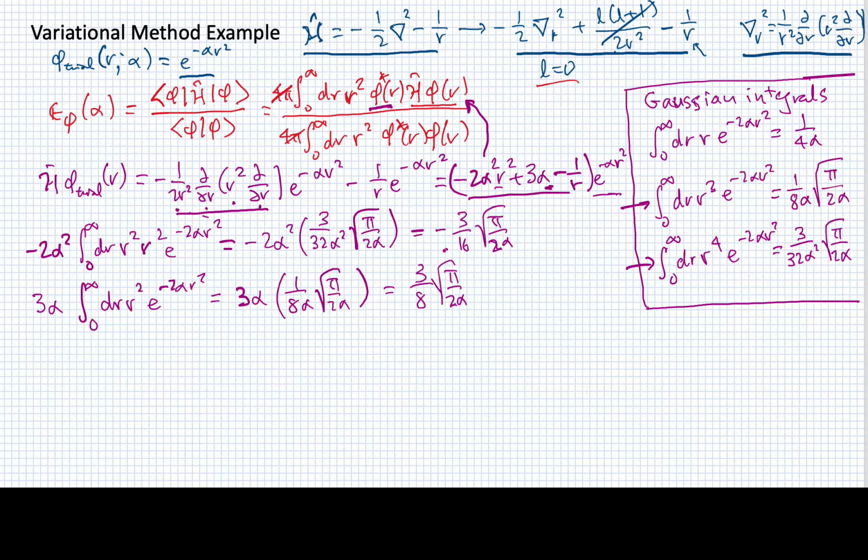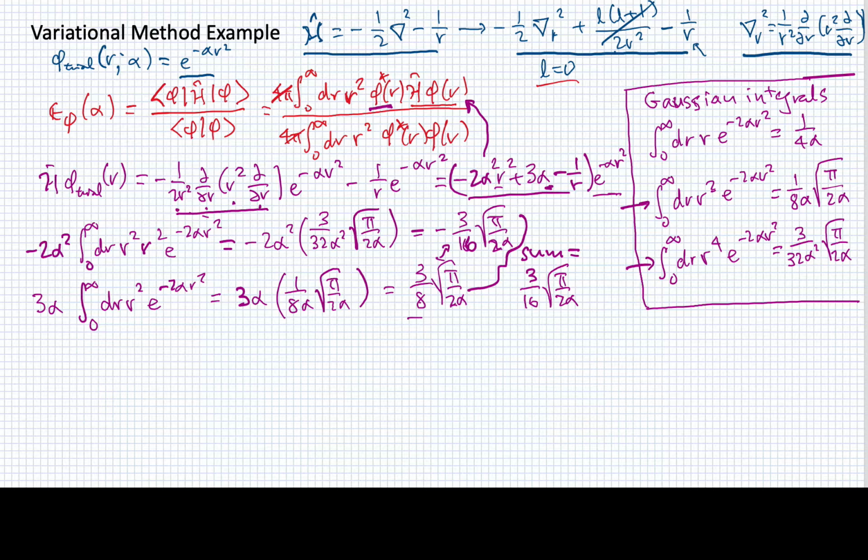Now you notice when I add these two terms together, 3/8 minus 3/16, that's just 3/16, so the sum is just going to be 3/16 times the square root of pi over 2 alpha. And it's positive because this term is positive and that one's negative.